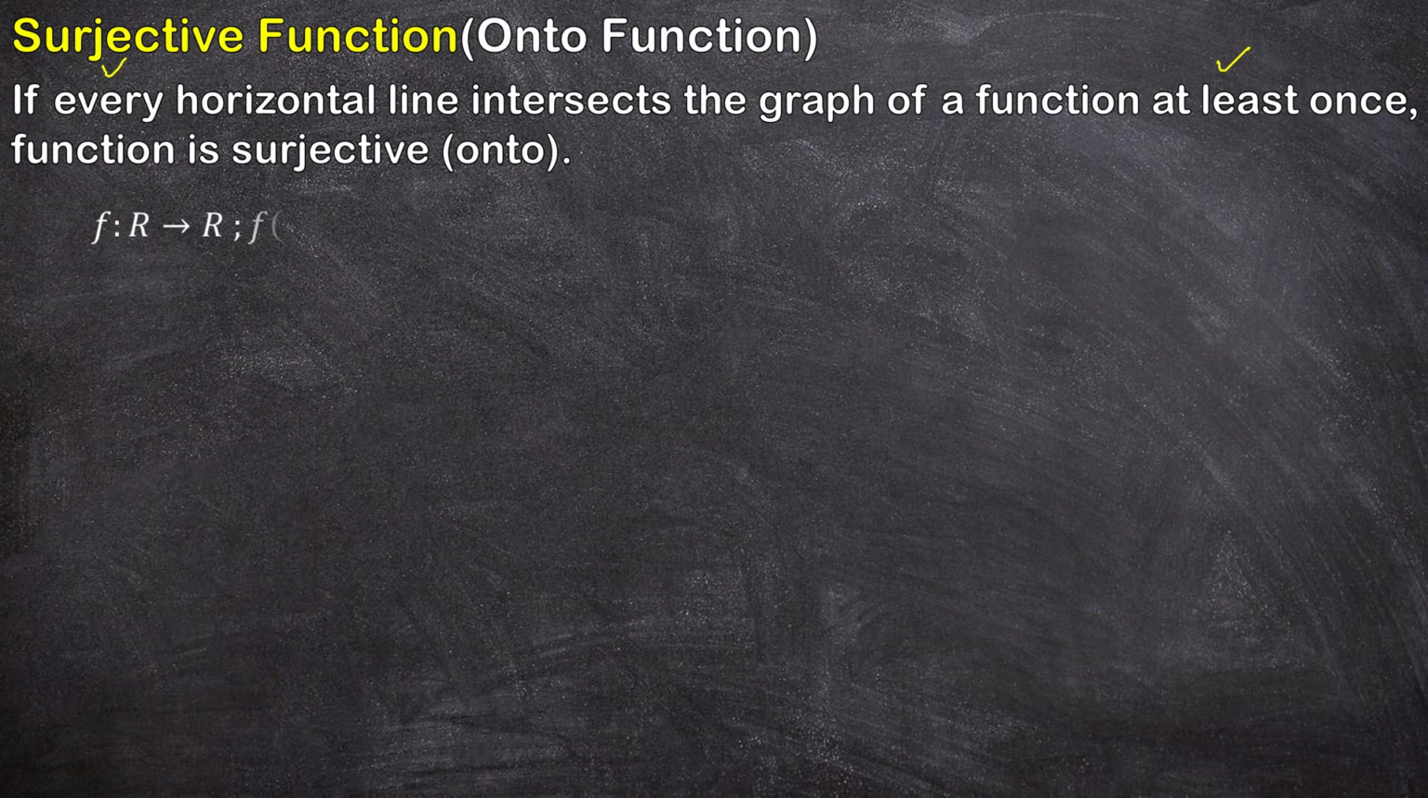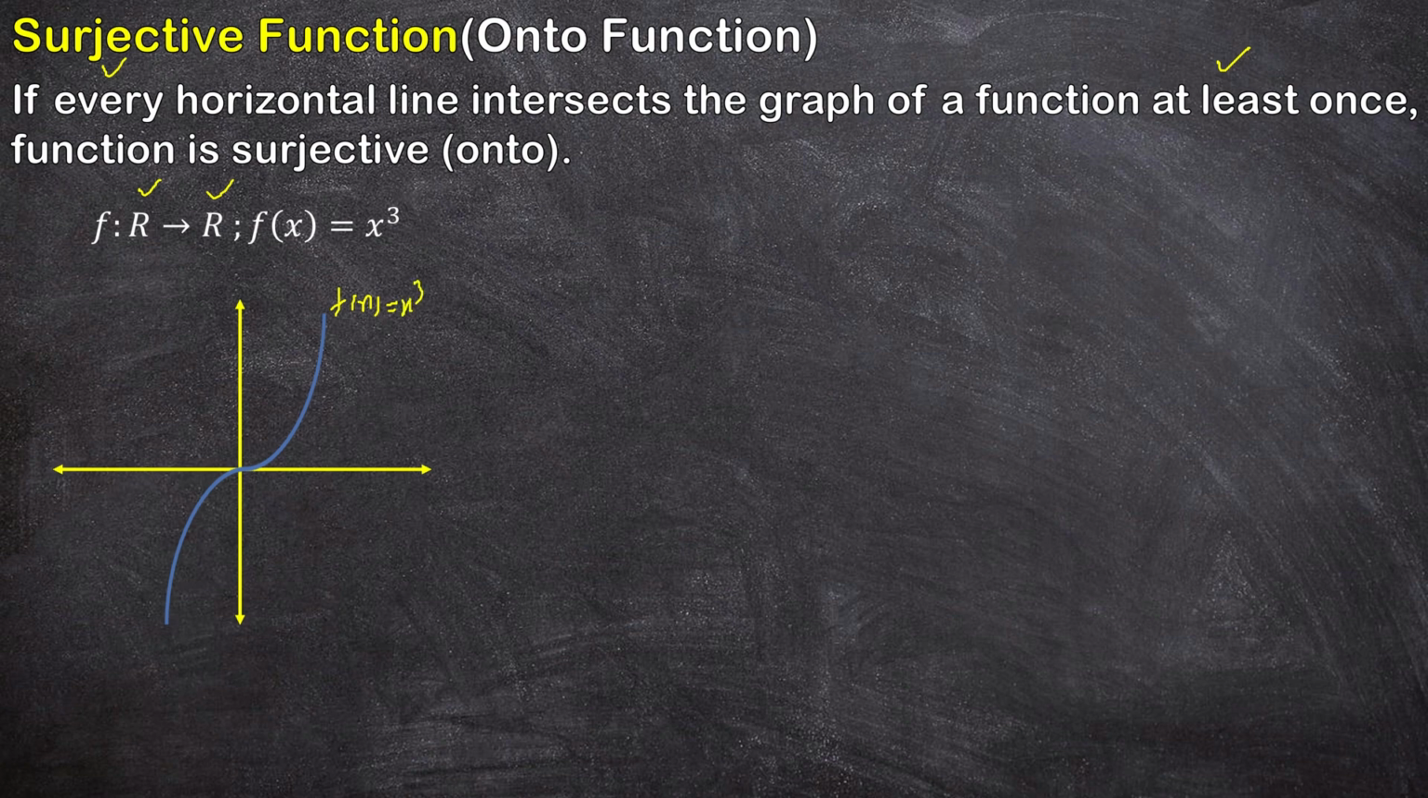We take a function f from R to R defined by f of x is equal to x cube. The domain and codomain of this function is the set of real numbers. Let's draw the graph of f of x is equal to x cube. We take a horizontal line. Note that as we move this horizontal line across the graph, it intersects the graph only once. Therefore, this function is onto.